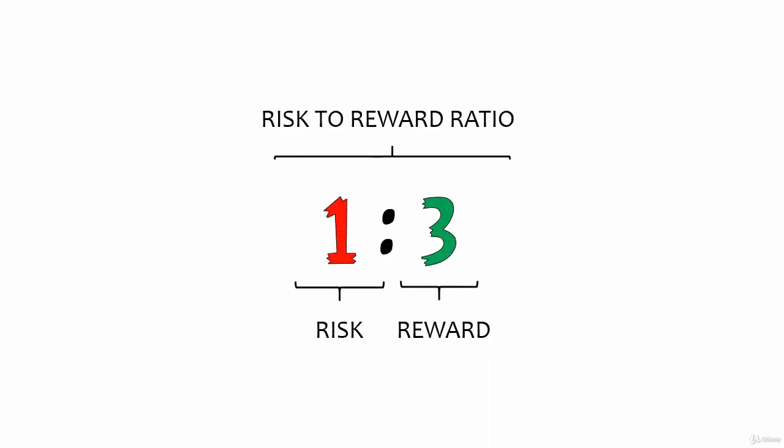Another example of a risk to reward ratio is if you're risking $10 on a trade and you're aiming to make a profit of $30. In this case, your risk to reward ratio is going to be 1:3. In the same manner, if the distance between your trade entry level and your stop loss order is 40 pips, your profit target would need to be placed 120 pips away from your trade entry level if you would like to maintain a 1:3 risk to reward ratio.